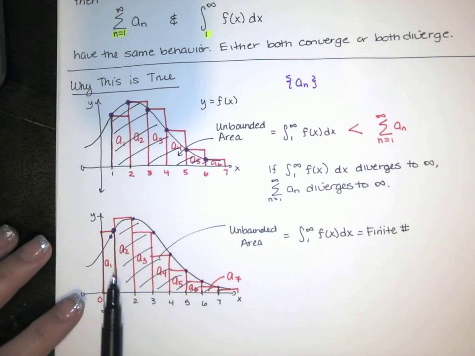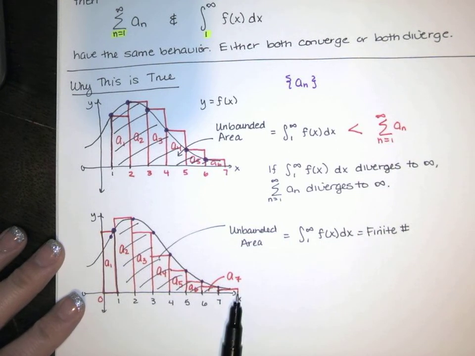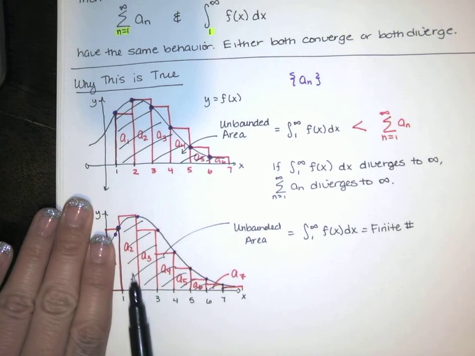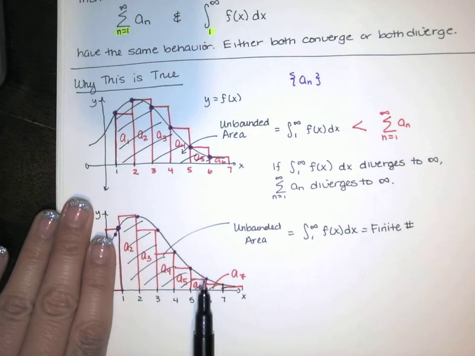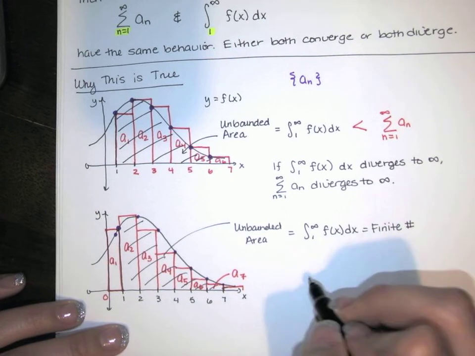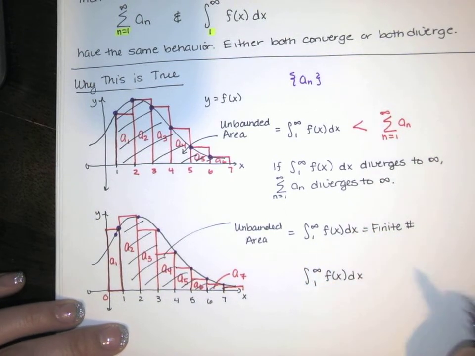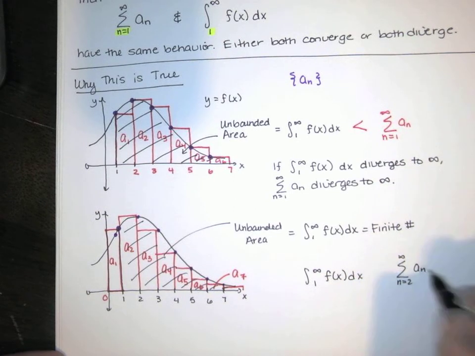So now I want to look at the area of these rectangles, at least starting with a sub 2 and going to infinity, and think about how those areas, when I add them all together, compare to the area under the curve. So I've got the integral from 1 to infinity this time, and I want to compare this to the sum as n goes from 2 to infinity of a sub n.